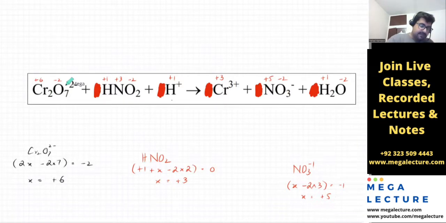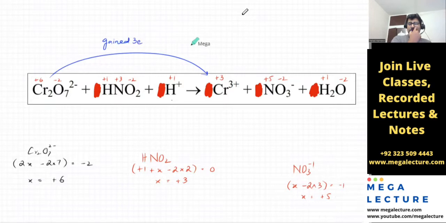ठीक है, so it's Cr. Cr is getting reduced, and it goes from +6 all the way to +3. So that means it has gained 3 electrons, right? Achha, when I talk about this, I'm not talking about 2 Crs. I'm talking about just 1 Cr. वो बाद में balancing करेंगे. We'll try and figure that out later on. But at the moment, I'm just talking about 1 Cr.